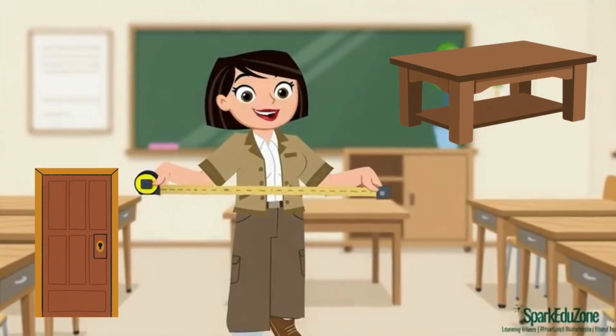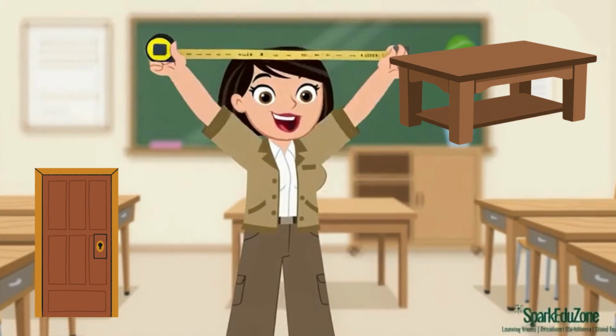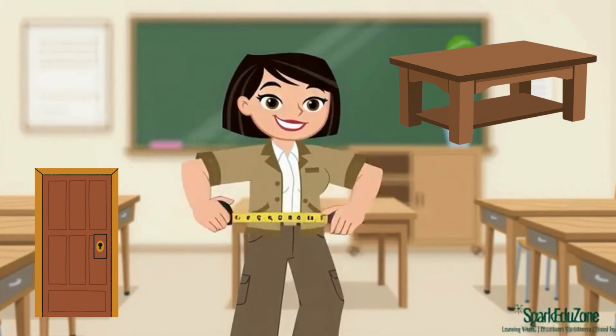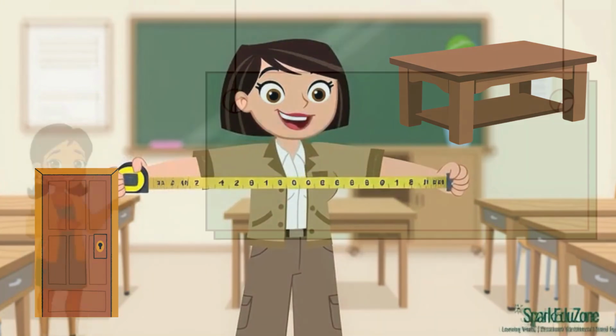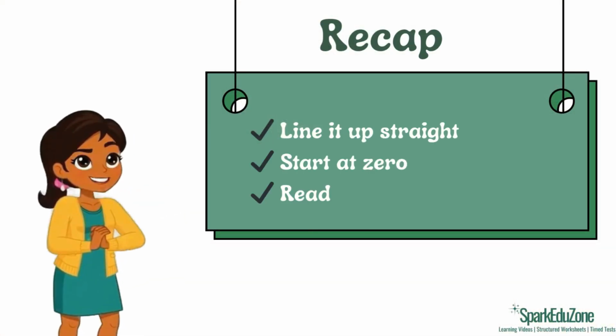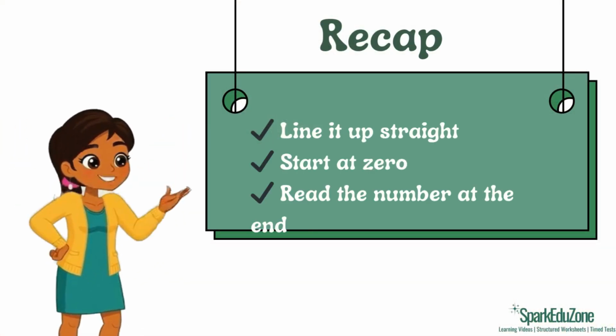Now, let's look at a tape measure. Tape measures are used for longer objects, like tables, doors, or classroom walls. Just like before, we line it up straight, start at 0, and then read the number at the end.